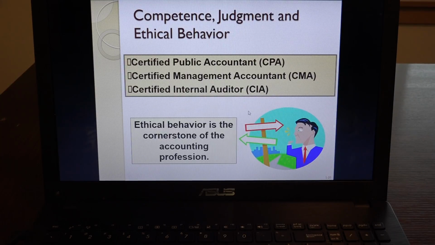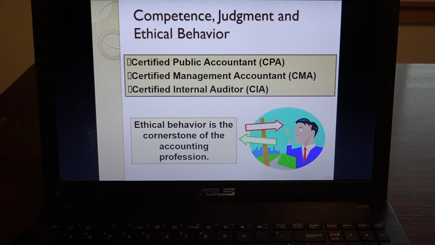And so if you're an accounting major, this is going to be harped on you forever and ever. But it's true of all business people. You have to have competence. That's what we're here to teach you. That's what you're here to learn. You have to have good judgment. And then you have to be ethical in your behavior at all times.